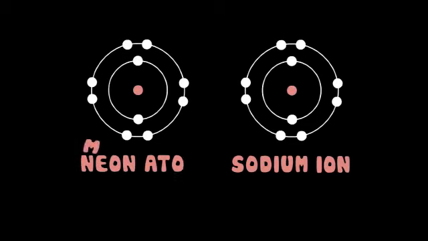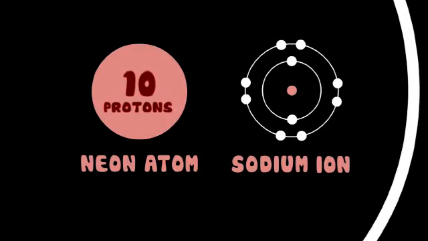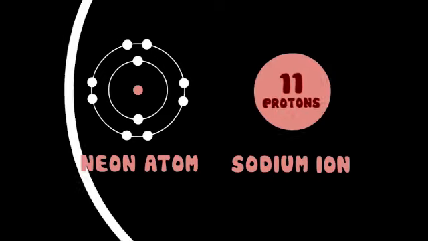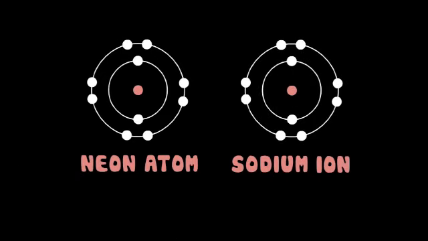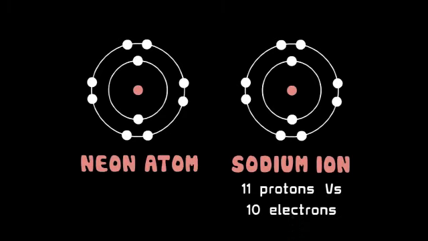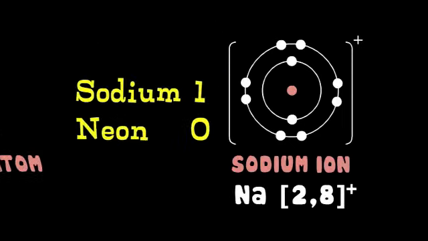Nerves of steel. The diagram of a sodium ion is very similar to neon, but they are not the same thing. Remember, neon has only 10 protons in the nucleus, whereas sodium still has the original 11. Always check the nucleus. 11 protons versus 10 electrons. The extra proton gives the sodium ion an overall 1 positive charge. Sodium 1+, neon 0.